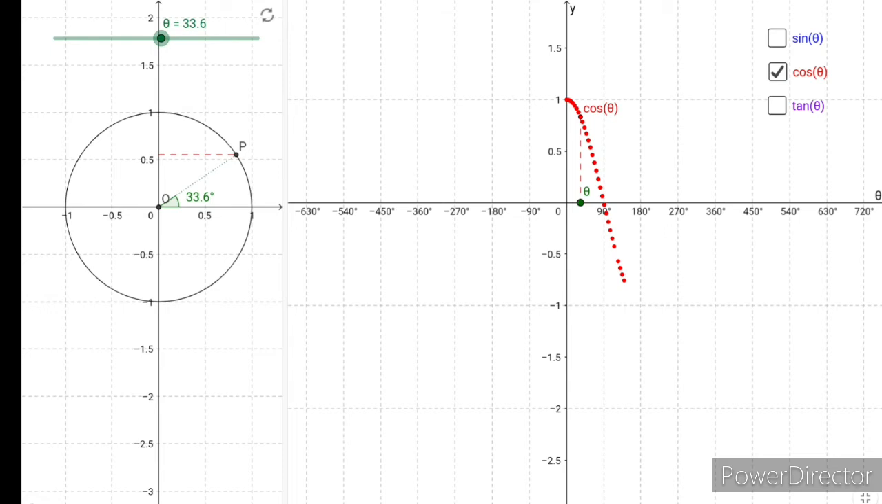What is the adjacent side here? Adjacent side is nothing but the length of this red line, or the x coordinate of point P, because the x coordinate of point P is nothing but the length of this red line. Now, when it is increasing from 0 to 90, we have seen that at 90 it becomes 0.